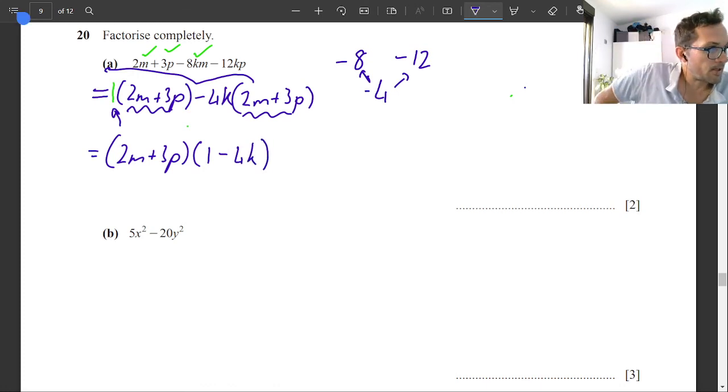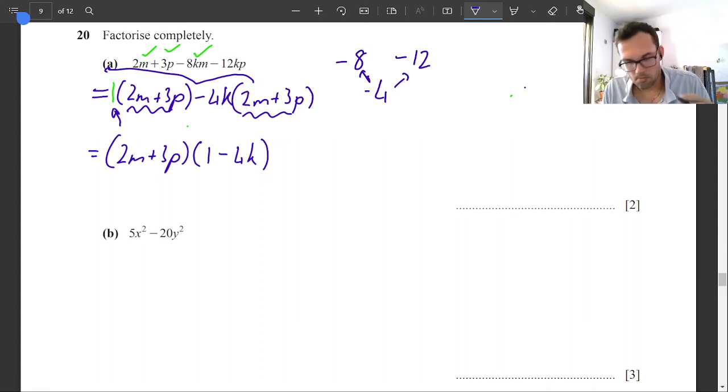Okay, it takes a little bit of practice. Check the mark scheme, but that is the right answer. Okay, if you swap the two brackets around, because there are other ways to do this, if you got the 1 minus 4k first, that's also fine. Okay, but this can be an awkward question.